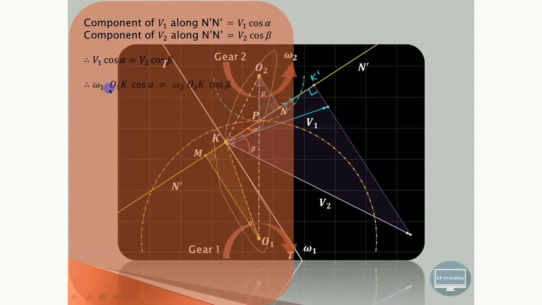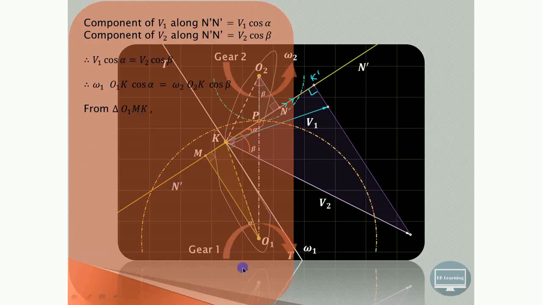Now we know that V is equal to R into omega. Here R is the distance O1K, because this is the radius to which vector V1 is perpendicular, and omega 1 is the angular velocity of gear 1. Similarly, V2 is equal to O2K into omega 2, because V2 is perpendicular to O2K, so O2K becomes the radius in our case. So we have O2K into omega 2 into cos beta.